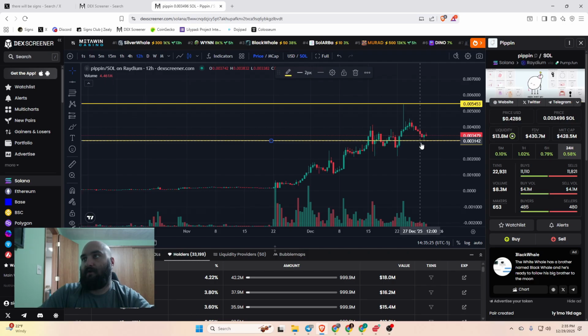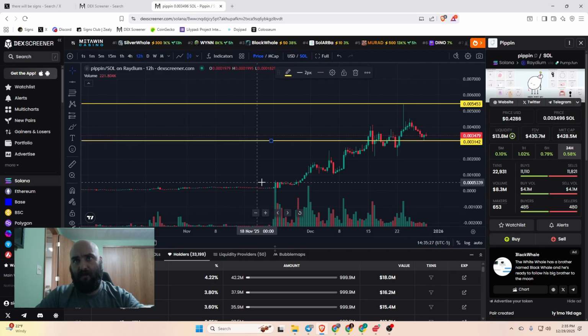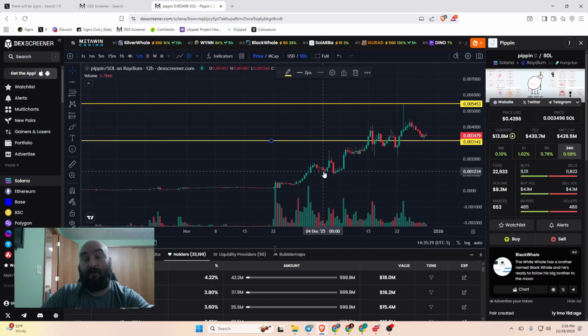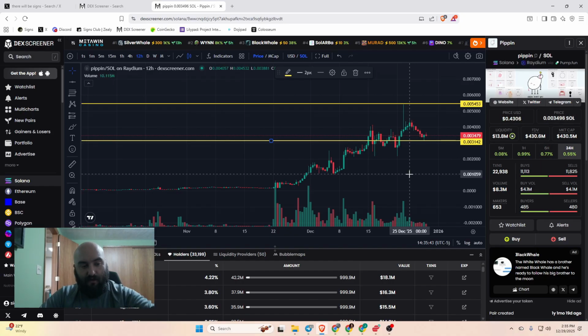So what I'm going to do here is this, and again, I've done this quite a bit in the past with Troll and a couple other tokens. But ideally, you want to go with something that's cranking out some volume. In the past 24 hours, Pippin has had 8.3 million in volume, which is pretty good, especially when it comes to the meme game.